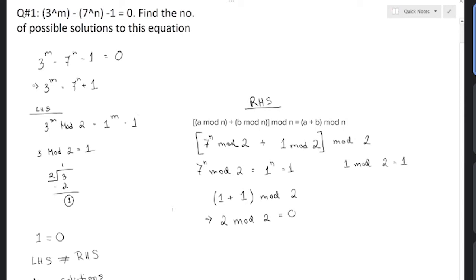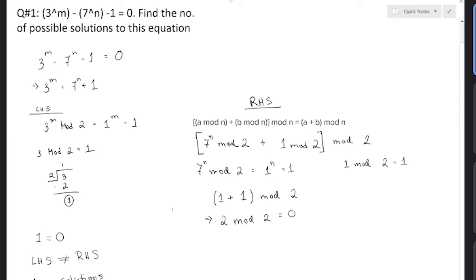We will solve this first. Because 7 to the power n mod 2 will also be 1 to the power n, because 7 divided by 2 will give you 1 as the remainder, right? And 1 to the power anything is always 1. So this is 1. And then 1 mod 2. 1 mod 2 is simply 1. You don't have to do anything here.